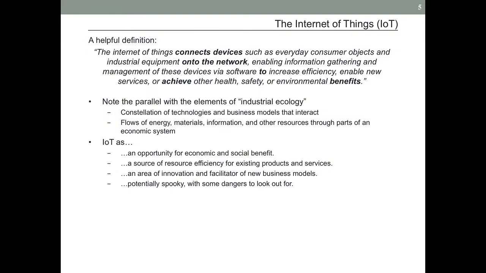We want to see the Internet of Things as an opportunity for economic and social benefit. We definitely want to see it as a source of resource efficiency for existing products and services and for the new stuff. And of course, it'll be an area of innovation and a facilitator of new business models, but it might also be potentially spooky with some dangers to look out for, and we'll try to touch on those as we go.